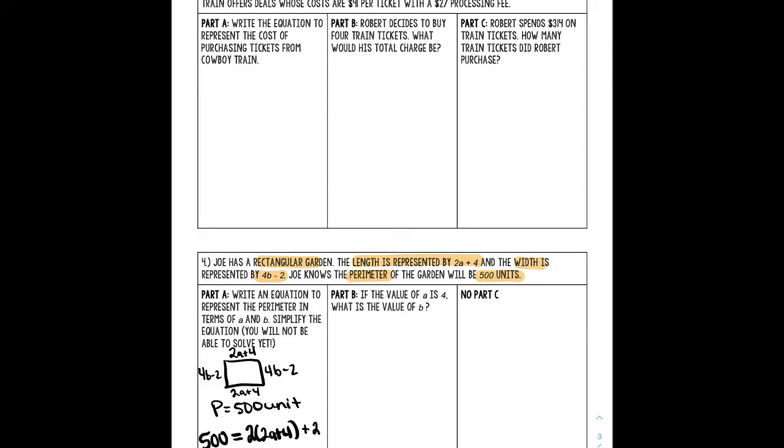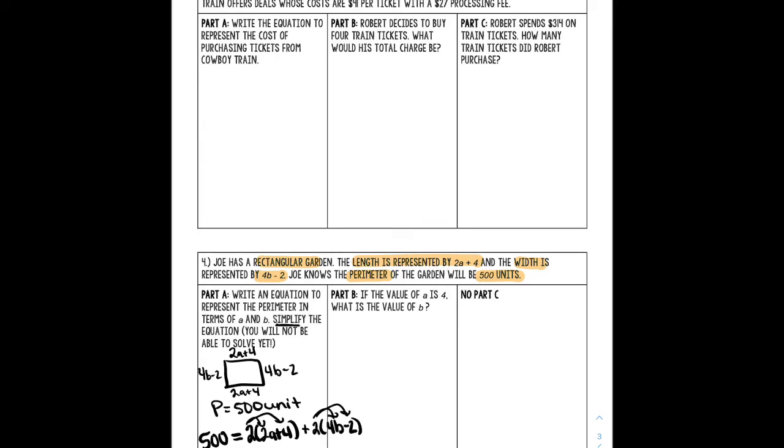And then I'm going to add 4b minus 2 plus 4b minus 2, which is the same thing as saying 2 times 4b minus 2. Because if I'm adding something twice, I can multiply that by 2. And this told me I need to simplify, okay? So I'm going to go ahead and simplify that.